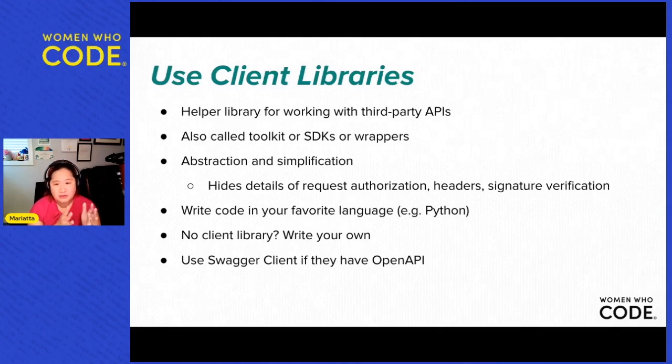However, I also found out that the service providers don't always provide the client libraries. Maybe they have it, but not in the language of your choice. Maybe they have it in another language and not in Python. Sometimes you might end up having to write your own client library. And sometimes if they don't provide a client library, maybe they also have an OpenAPI spec. In that case, you will be able to use something like a Swagger client.